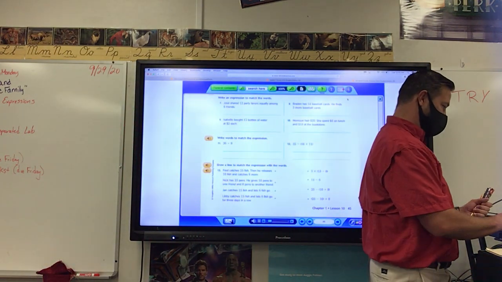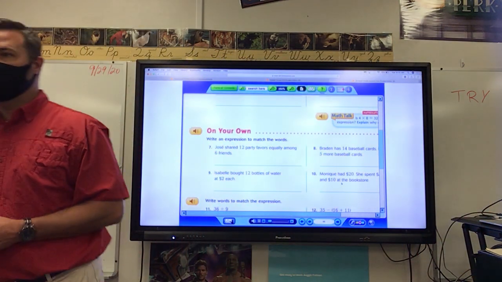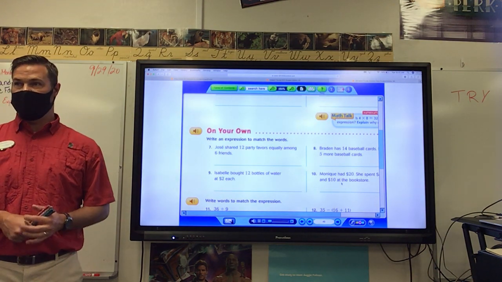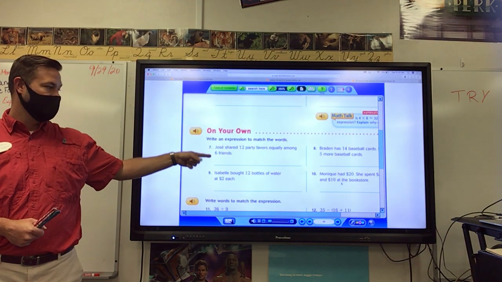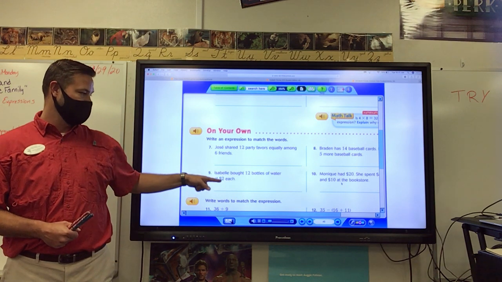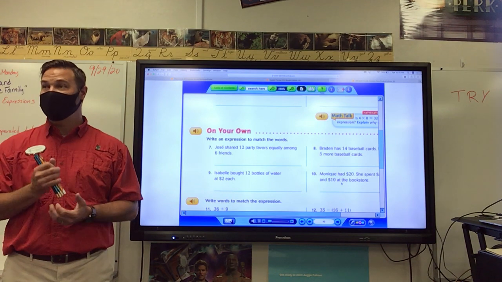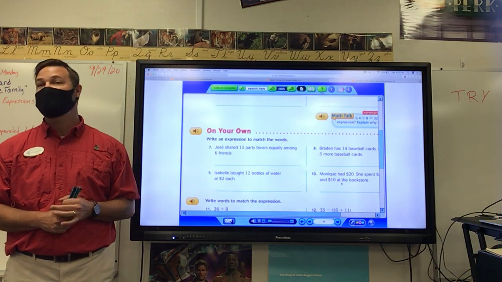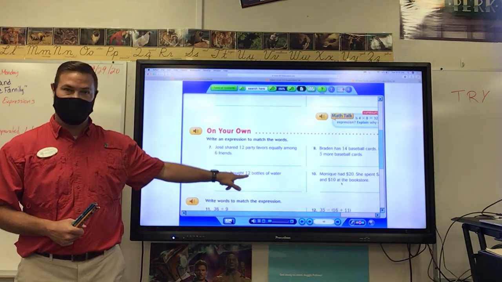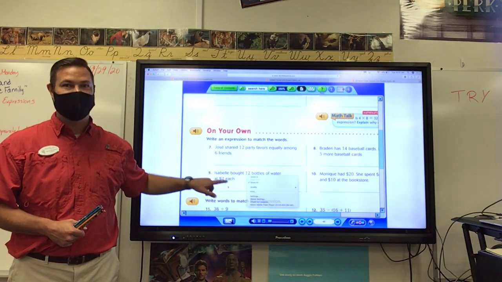Number 9. Isabel bought 12 bottles of water at $2 each. What's your key word here? Each, which means I'm either multiplying or dividing, right? Did she buy 12 total? Does it give you a total amount of money, or is it asking you for the total amount? If it's asking, am I multiplying or dividing? Multiplying. So I would do 12 times 2.